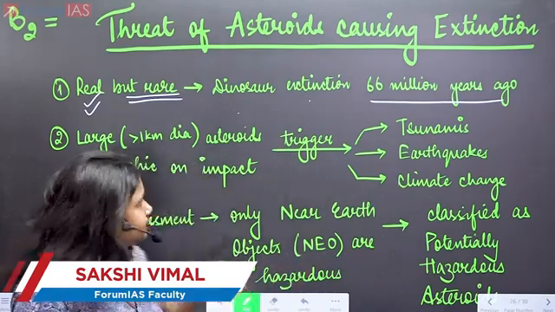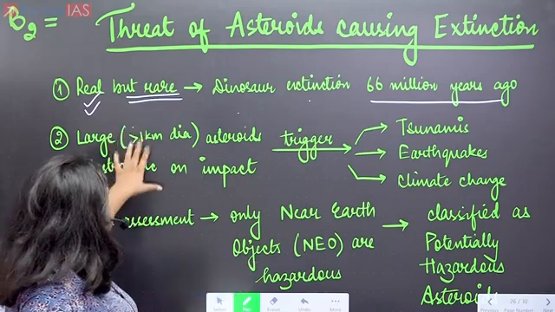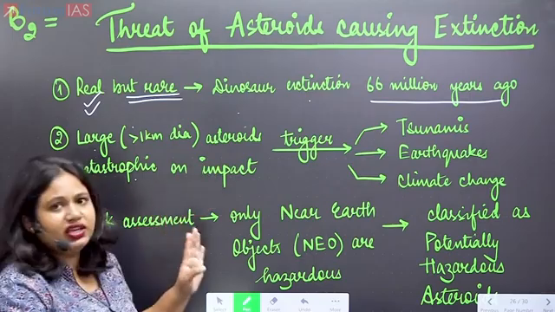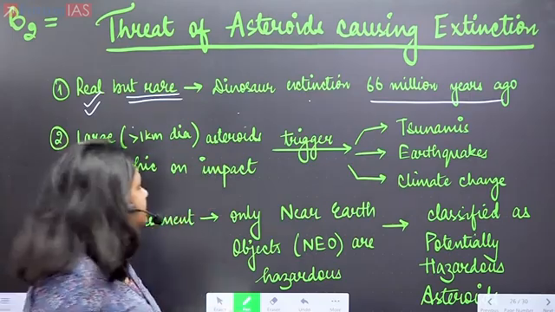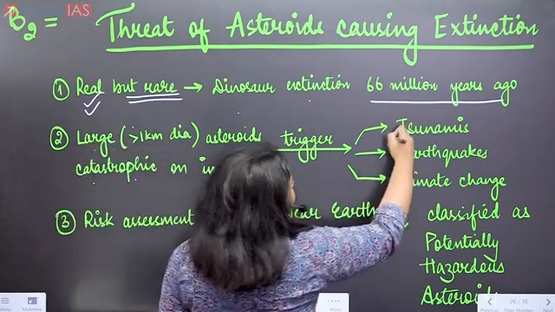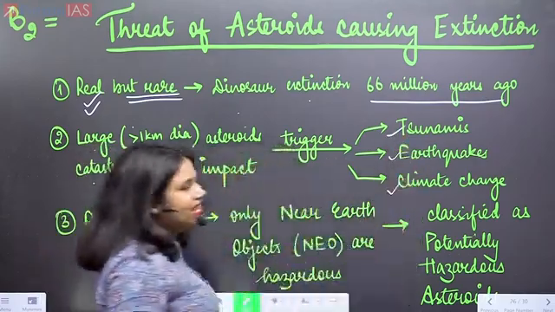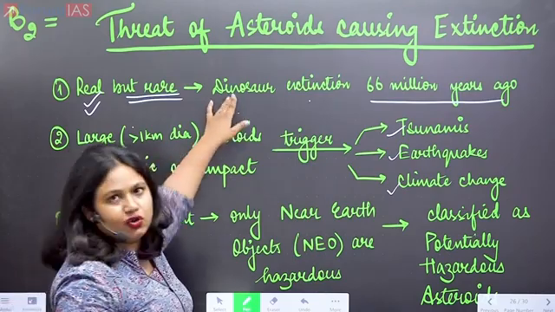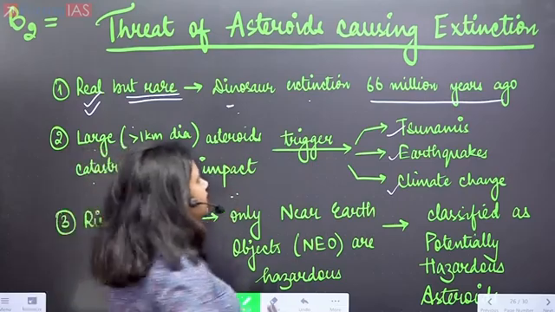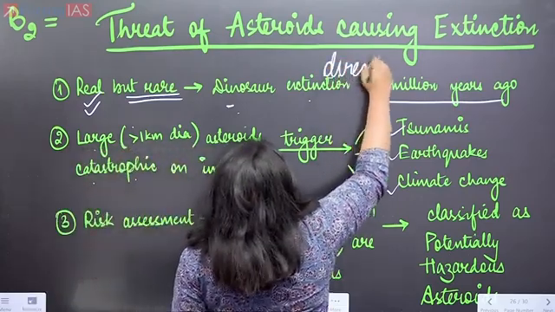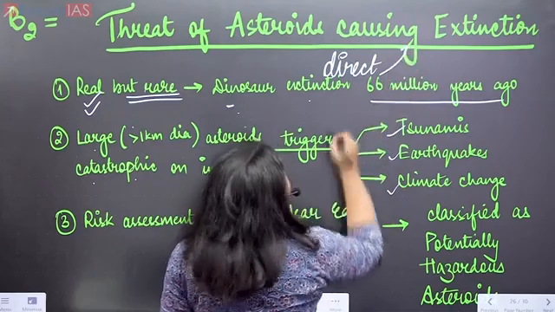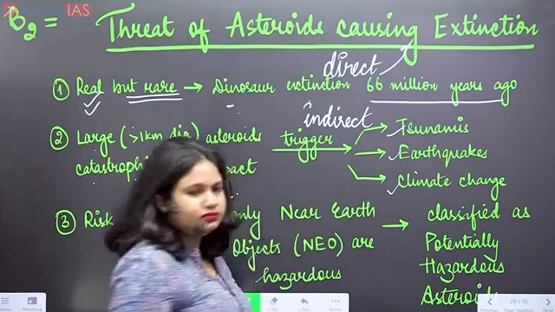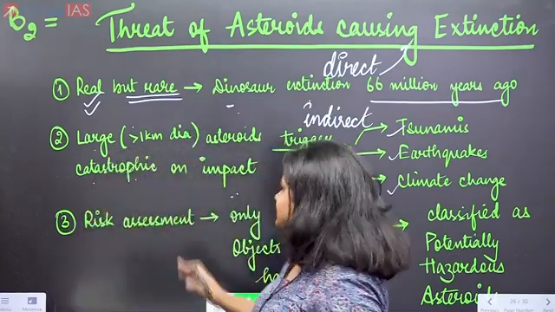How many years ago? Then we are also saying that if it is a large asteroid, they can trigger catastrophic events, right? They can have catastrophic impacts. What happens is that they can trigger tsunamis, earthquakes and climate change, and that can create the threat of extinction, right? So it can be a direct cause of extinction, it can be indirect, right?